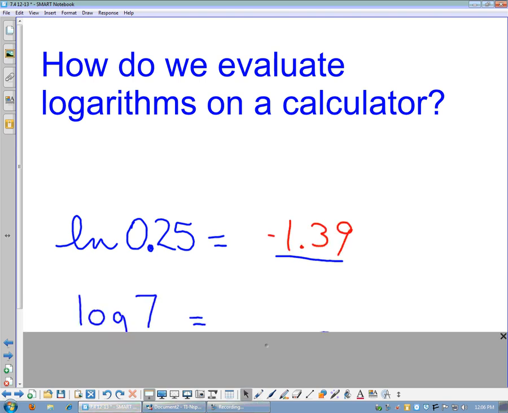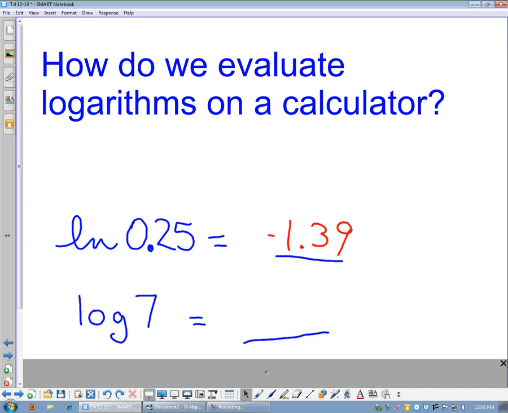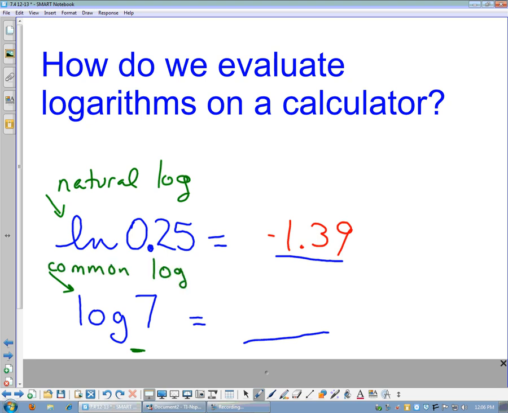All right, and what about log 7? Well, remember, this one here was a natural log. But this one here, since I don't see any base written here, it is a common log. And a common log means really think base 10. All right, so that means when we go to our calculator, we're really going to want to do log to the base 10 of 7.